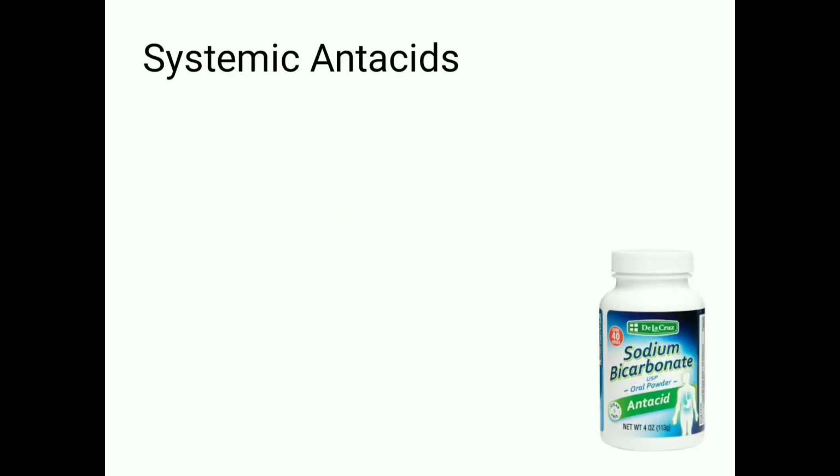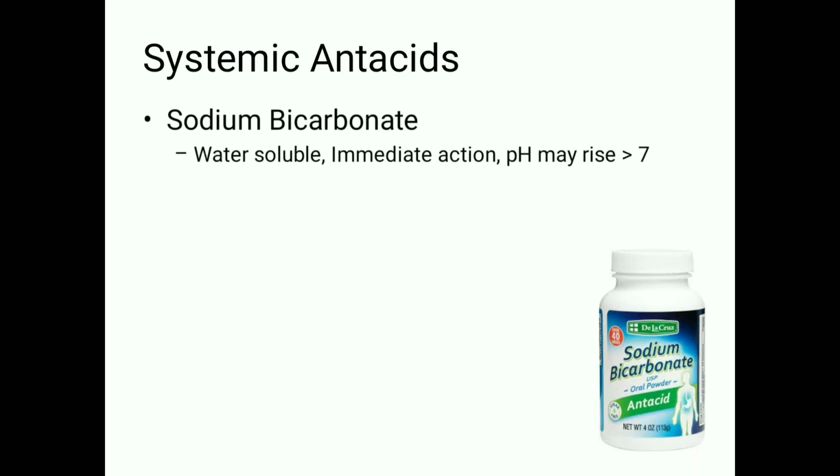Now, antacids could be categorized into systemic antacids and non-systemic antacids. Among systemic antacids, the most commonly available is sodium bicarbonate. It is the normal baking soda powder which is present in our home and which we usually use for baking purposes and many other purposes during our cooking process. And this is a very potent antacid. It is water soluble. It immediately starts its action and it could raise the gastric pH to more than 7.